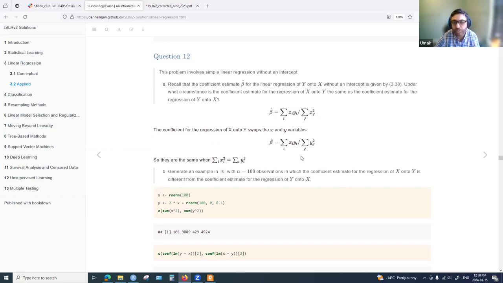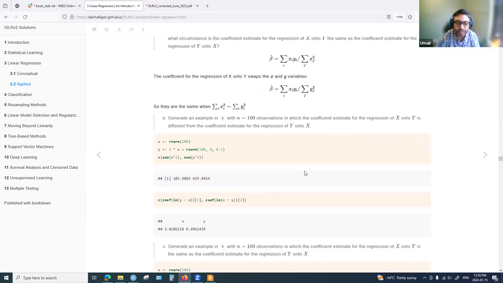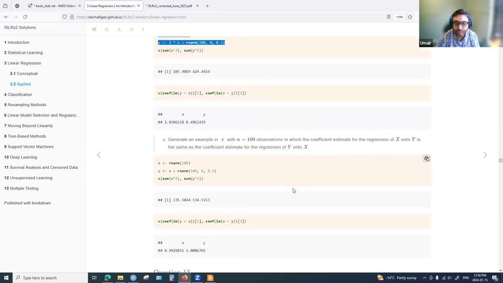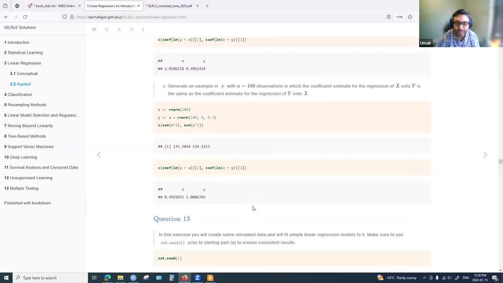But they show these formulas again for beta hat when we swap the regression models. And here they show what the coefficients would look like. This is based on, again, these equations. And then the coefficients are similar to what we saw before. So I'm going to skip the remainder of this, if it's okay.